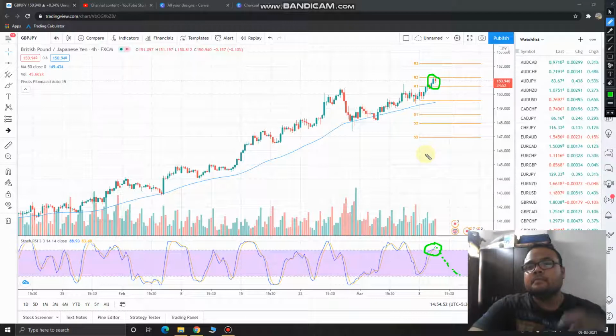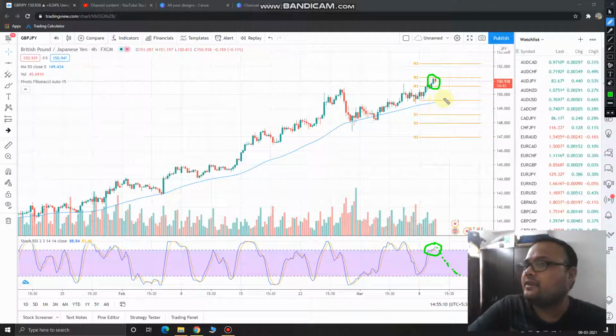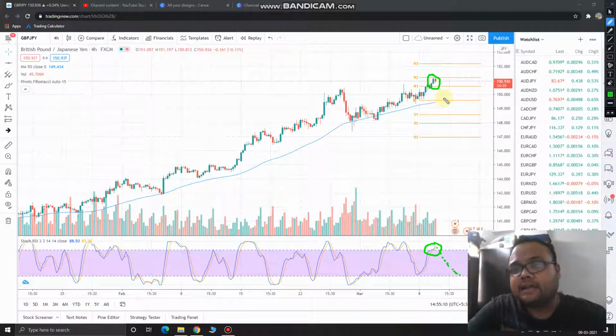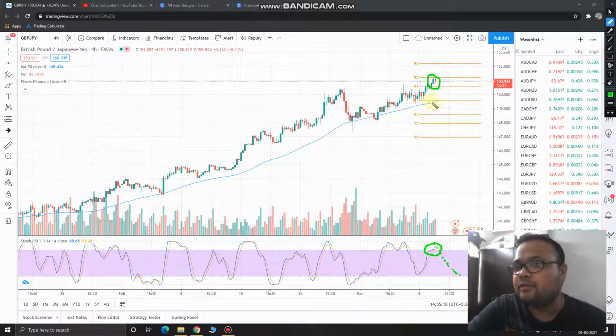So when stochastic RSI is in the oversold zone, by that time it should be taking support at the 50 moving average again. So you can enter at that point of time because our area of value for this trade is near this 50 moving average.